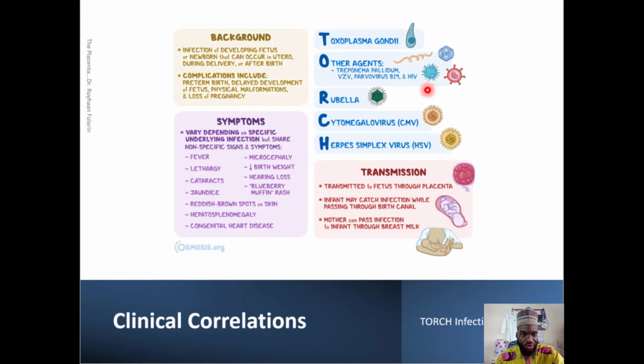Also, there are the TORCH infections. TORCH refers to Toxoplasma gondii, and other agents like Treponema pallidum. Then you have the rubella virus, then the cytomegalovirus (CMV), and the herpes virus. So TORCH is the acronym for all of these, and they are usually transmitted to the fetus through the placenta.